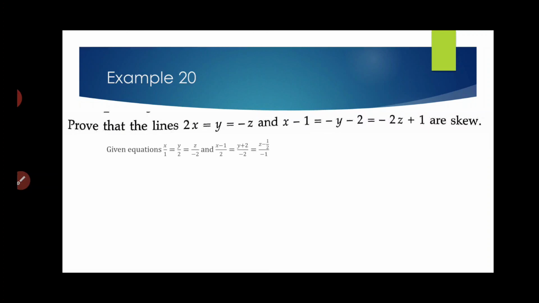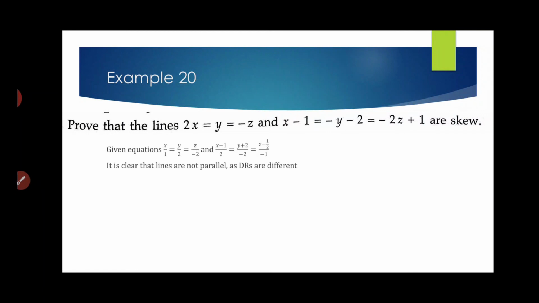So you may ask the question why, since there is 1, 2 and -2 here, and here also I have 2, -2, 1, -1. But remember this, the order matters. It doesn't matter only if there are the same numbers, but also in which order they are. So 1, 2, -2 and 2, -2, -1 are different numbers in different orders. So that is very important. So it proves that they are not parallel.